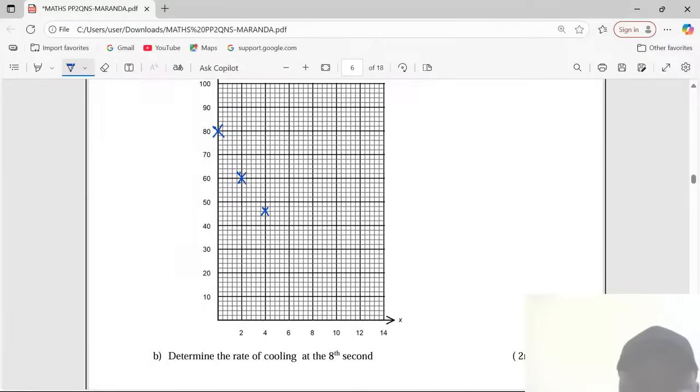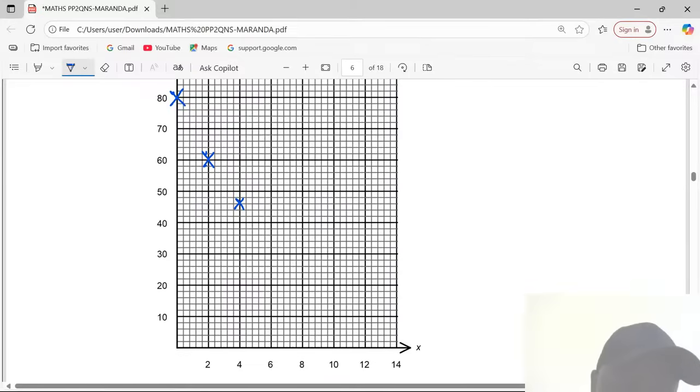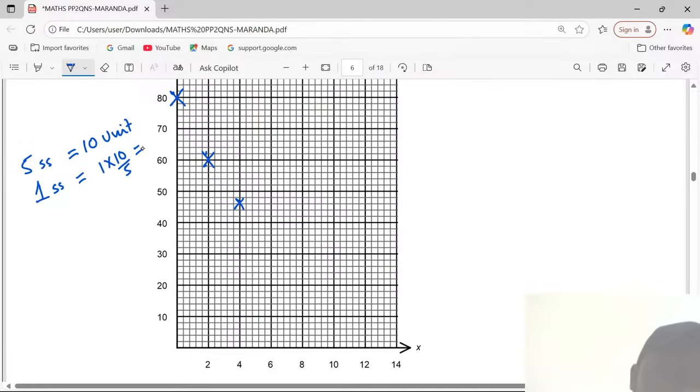You should know how to interpret scale, ladies and gentlemen. When you look at this, you can see that for every 5 small squares, we have 10 units on the vertical axis. Then 1 small square should represent 1 times 10 over 5, which is 2 units. Therefore, from 40 to 46, we expect 3 units. Please be in a position to interpret the scale.